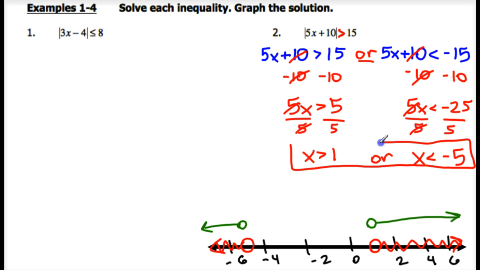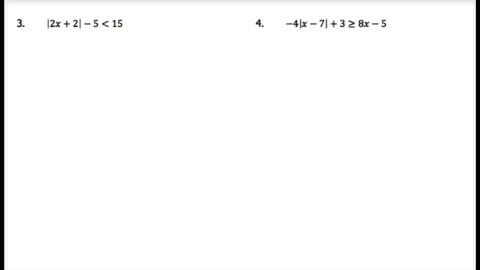So again, this is your final answer. No need to condense that answer. Okay, now let's take a look at number 3. For this one here, our absolute value expression is not isolated at the beginning of the problem. So the first thing I need to do before I rewrite anything is add 5 on both sides. So I'm going to add 5 here and here. And now I get the expression absolute value of 2x plus 2 is less than 20.